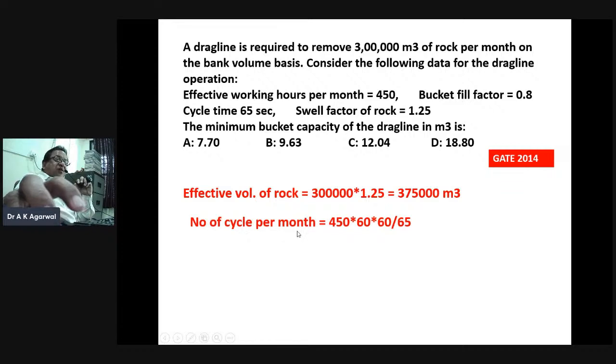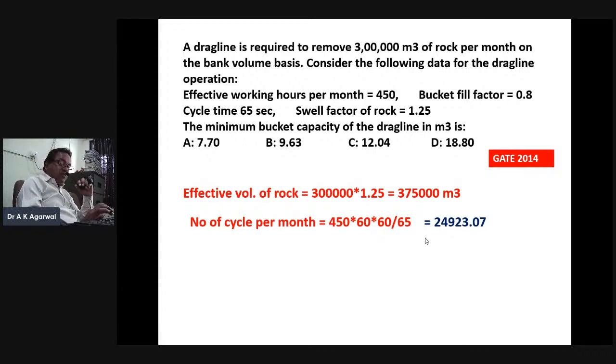Number of cycles per month. In 1 month, how many cycles will be there? In 1 month, 450 hours are there. 450 hours into 60 minutes into 60 seconds, and one cycle time is 65 seconds. You understand? So you will get number of cycles in 1 month. This is equal to 24923.07. So number of cycles in 1 month we got.